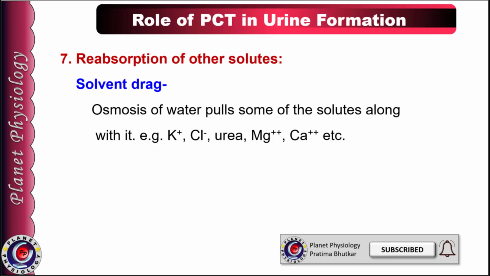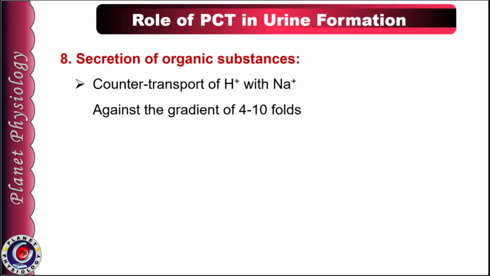Now let us see the substances secreted by PCT. First is hydrogen ions. They are secreted by counter-transport mechanism coupled with sodium, as we already studied earlier. Hydrogen secretion is mainly related with bicarbonate reabsorption. But in case of acidosis, PCT can secrete excess of hydrogen ions against the gradient of 4 to 10 folds.